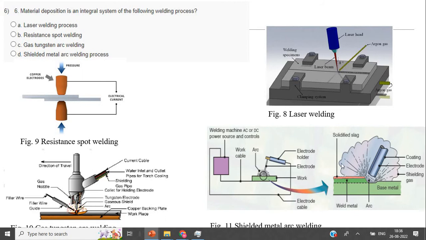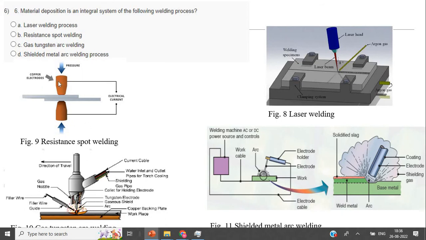So here it is an integral part, whereas in gas tungsten arc welding, it is not necessary, because if it is thin plates, as I explained earlier, with the help of a non-consumable tungsten electrode only, I can join the metal pieces, right? So it's not required.